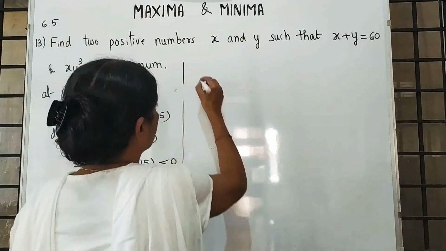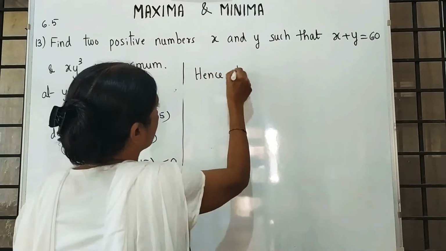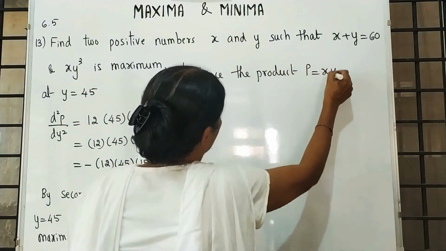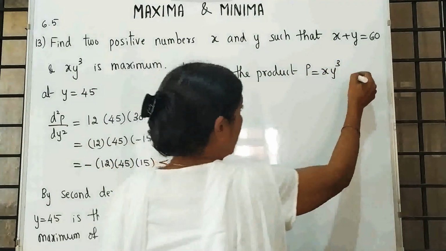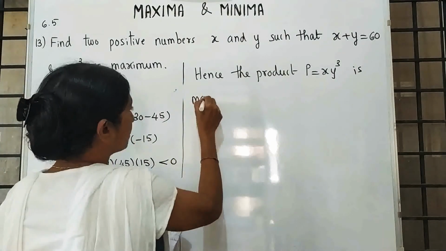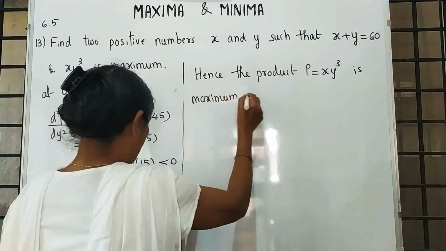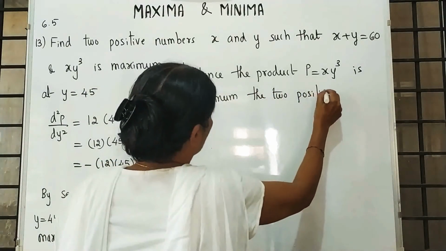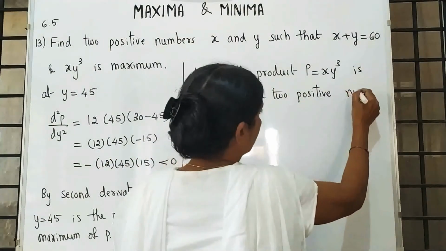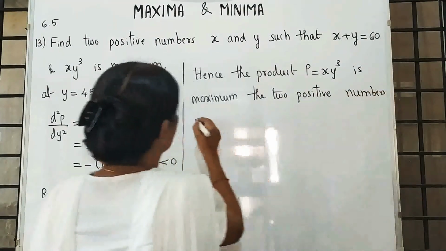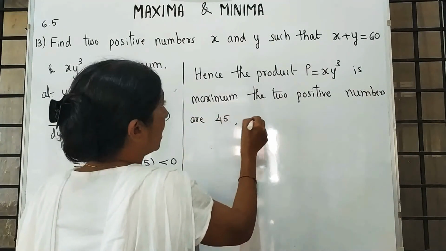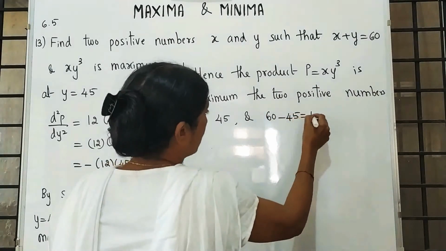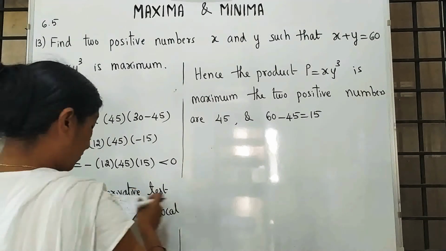Hence the product P is equal to xy cube is maximum, and the two positive numbers are 45 and, since we took 60 minus y, 60 minus 45, that is 15. Yes. Moving to the next question.